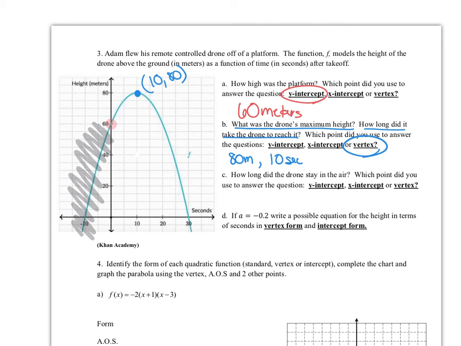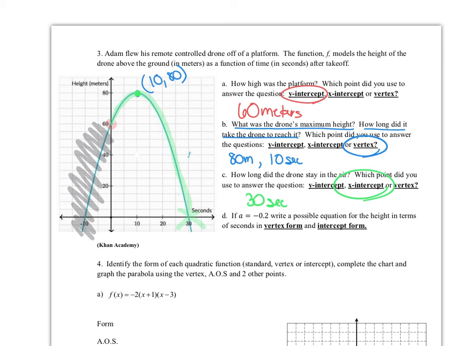And then it says, how long did the drone stay in the air? Which point did you use to answer the question? Well, if you think about this, when it takes off, time starts, right? At 10 seconds we're here, and then right there is when it hits the ground, okay? So when it says, how long did it stay in the air? 30 seconds, right? And what value did you use? Your x-intercept.